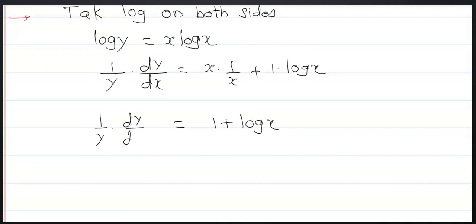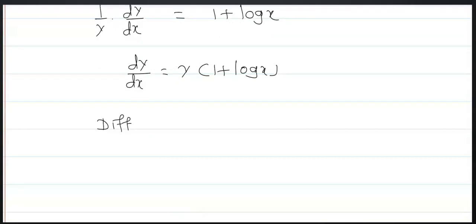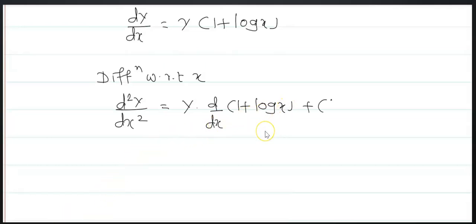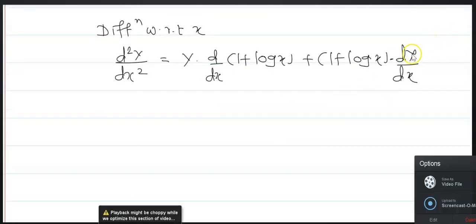Therefore, now this dy by dx is equal to y in bracket 1 plus log x. Now substitute the value of y. What is the value of y? The value of y is x raised to x. Therefore, d2y by dx square is equal to y into d/dx of 1 plus log x, plus 1 plus log x into the derivative of y, which is dy by dx. Very nice example. I know the value of this dy by dx and substitute it.